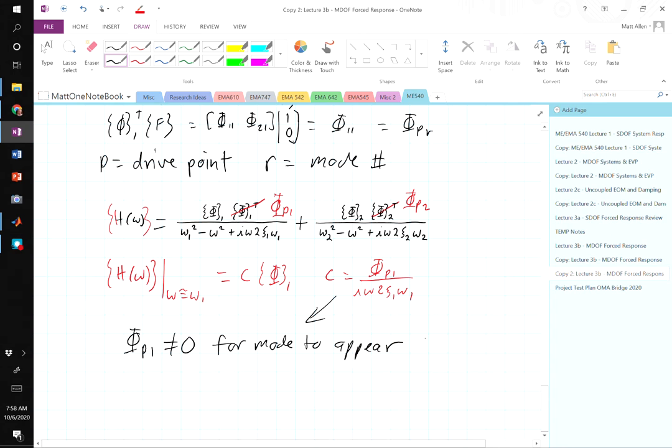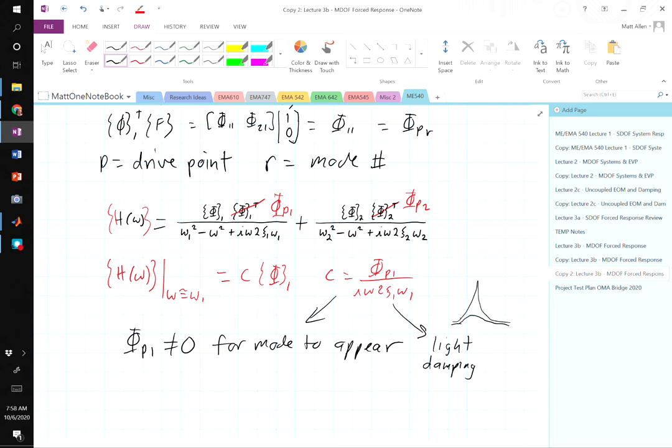And we also need the damping to be light. If the damping was too heavy, then rather than a sharp peak in the FRF, we might get something like that where the mode could fall below the noise. But if those two cases are met, we'll see the mode.